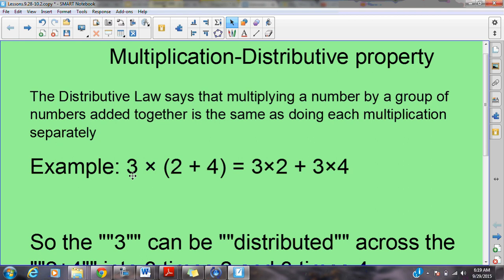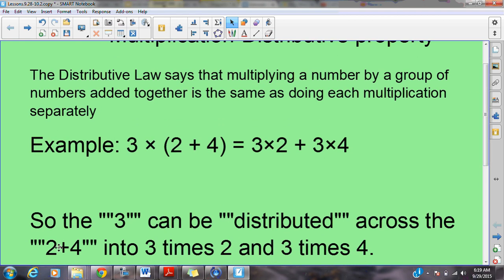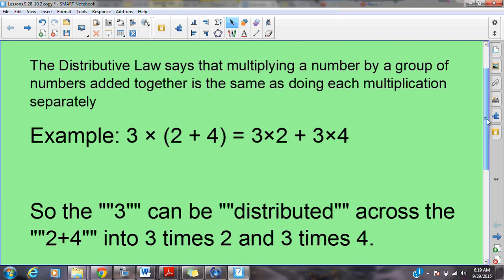It's taking 3 and multiplying it times 2 plus 4, and then that's the same as going 3 times 2, which you see here, and 3 times 4, which you see here. It's sharing the 3 with each number. Okay, it's like passing it out to each of the numbers. So 3 can be distributed or shared across 2 plus 4 into 3 times 2 and 3 times 4, what you see here.